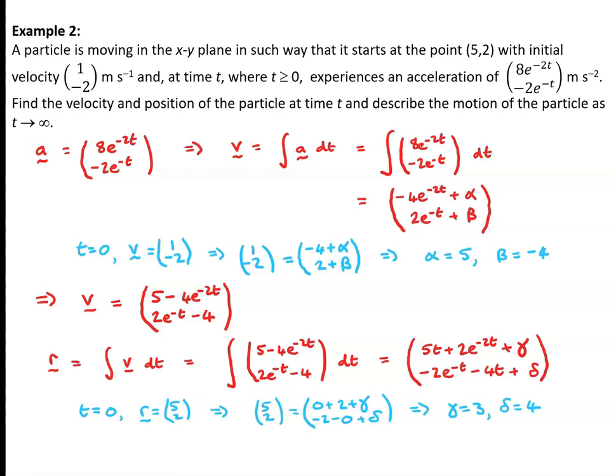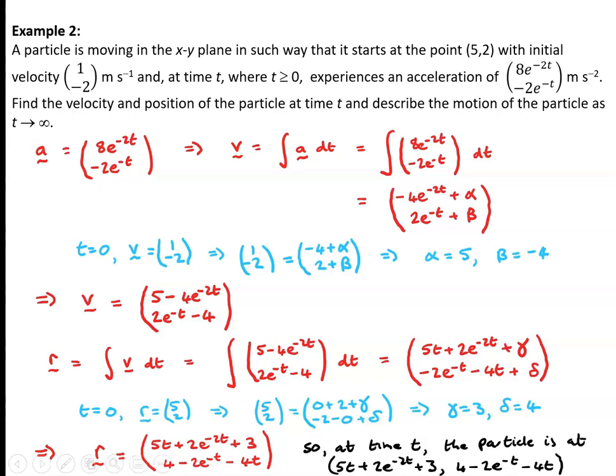So we've now got our displacement at time t is given by (5t + 2e^(-2t) + 3, 4 - 2e^(-t) - 4t). So that at time t then, the position of the particle is the point with x-coordinate 5t + 2e^(-2t) + 3, and y-coordinate 4 - 2e^(-t) - 4t.